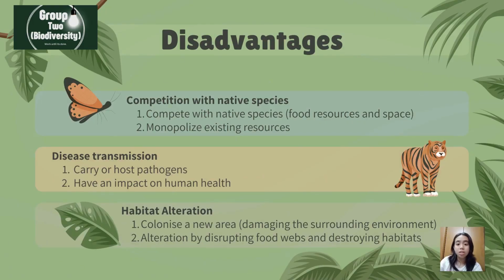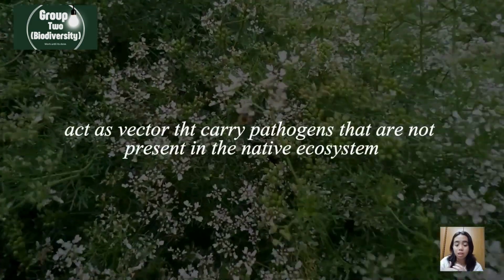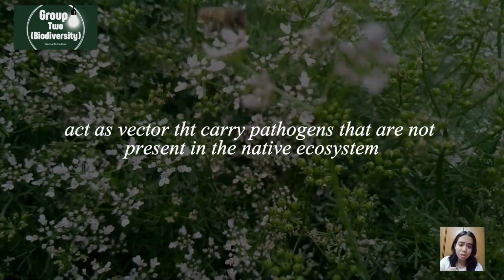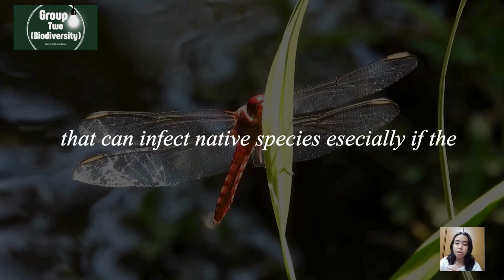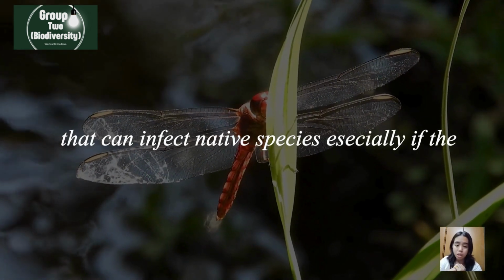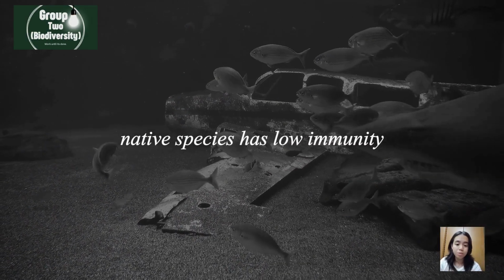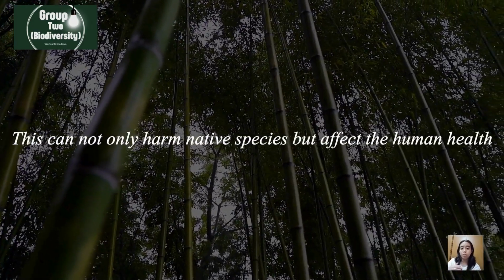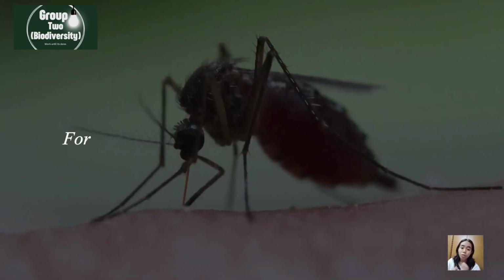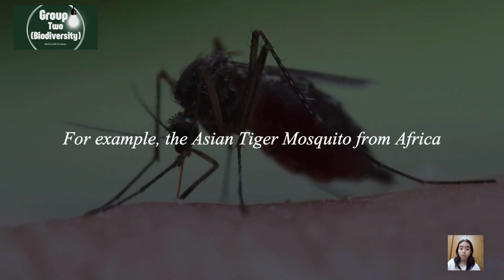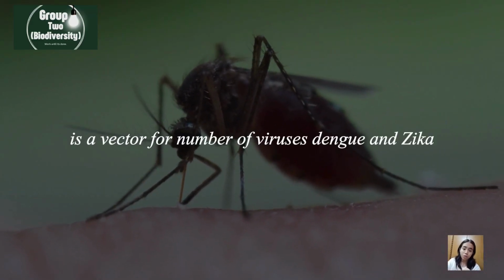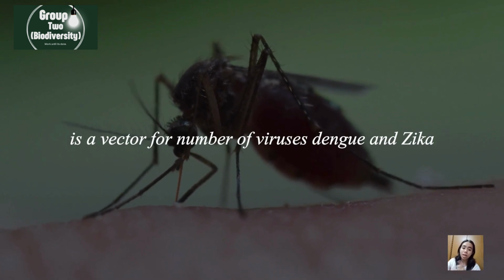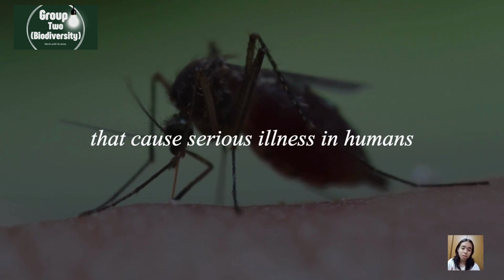The second disadvantage is disease transmission. So, the invasive alien species will act as a vector that carries pathogens that are not present in the native ecosystem and will infect the native species, especially if the native species has low immunity. In addition, this will not only harm the native species but also affect human health. For example, the Asian tiger mosquito that is native to Africa is a vector for a number of viruses, including dengue and Zika, that can cause serious illness to humans.